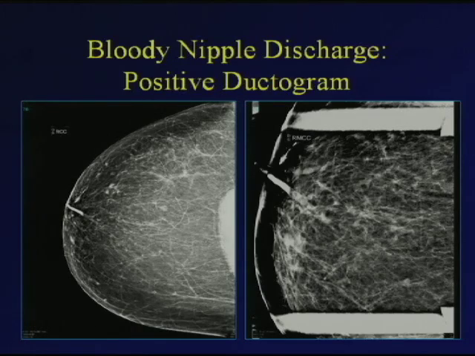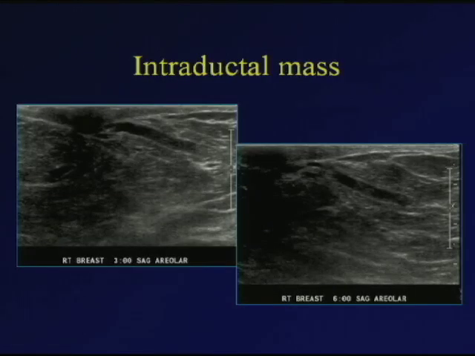Here's something a little bit different. This is a patient who presented with bloody nipple discharge, and we did a ductogram and just put a very small amount of contrast material within the leaking duct and did a mammogram, and that showed that the contrast only went so far before it came up against an intraductal mass. We then took her to ultrasound, and we can see that dilated duct just under the nipple, and we can see that there is material within the duct, and this represented papillomatosis at biopsy.